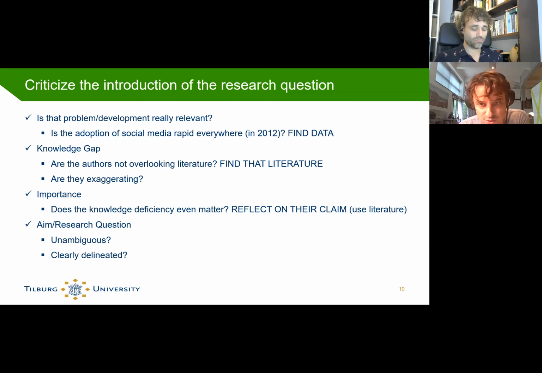Do you buy the argument of why this is important, or can you counter argue? You can also be a bit of a devil's advocate here. So even if you agree, try to come up with counter arguments. And then, is there an unambiguous and clearly delineated research question, right?